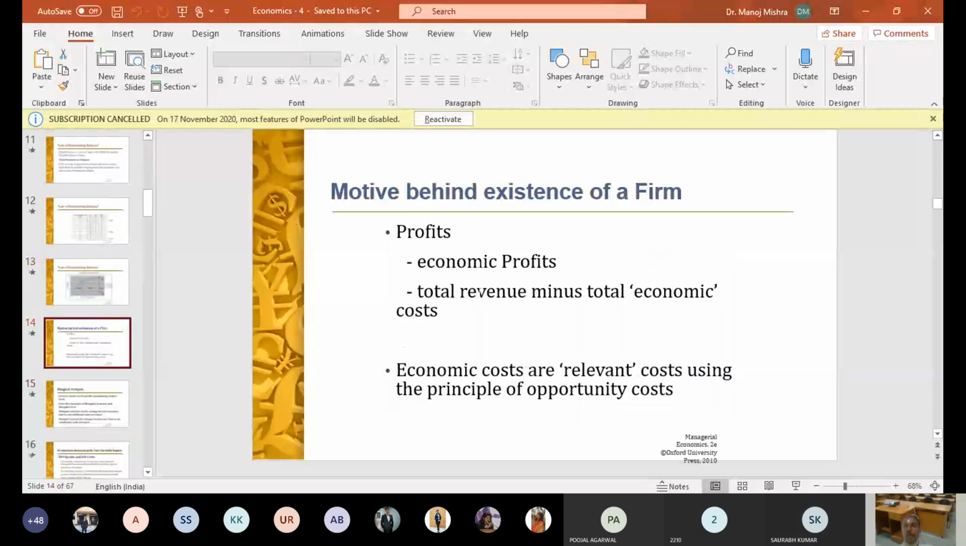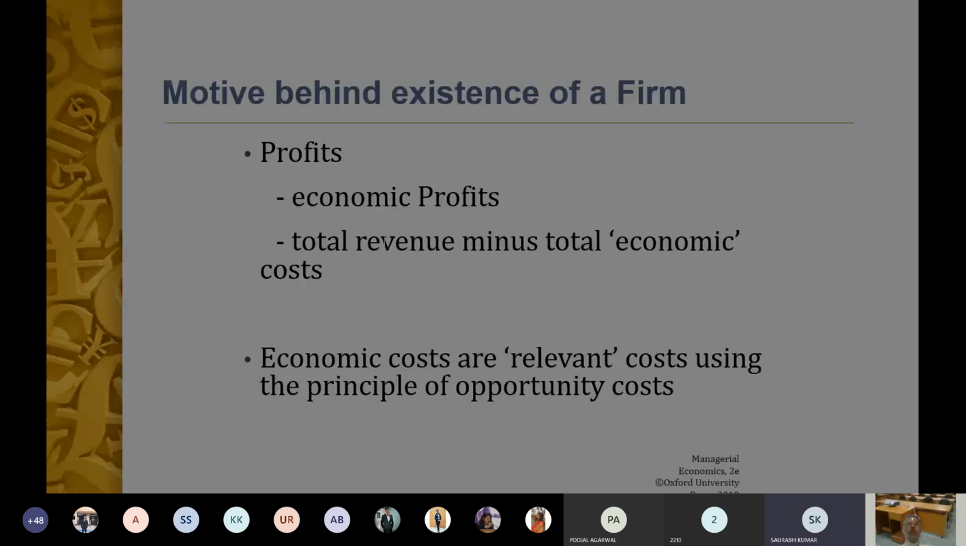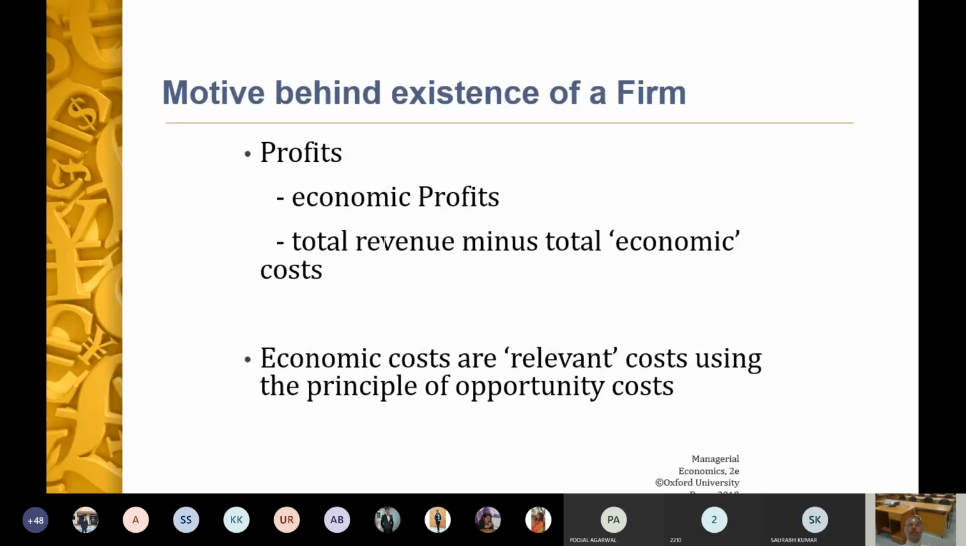Now we look at the motive behind existence of a firm. Why do we establish a firm? When we look at the motive, we will understand why we were trying to look at the total production being maximum at the minimum cost, because we were trying to draw profit where profit is maximum.